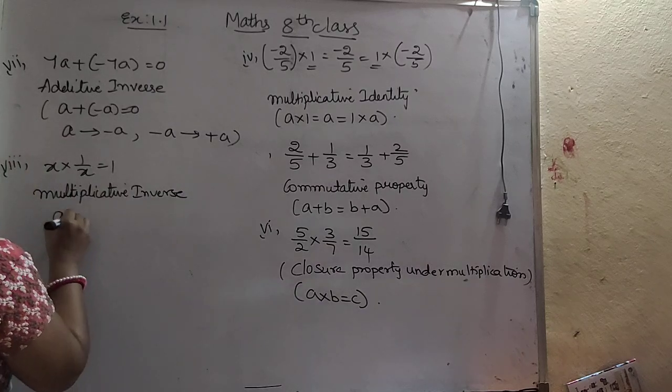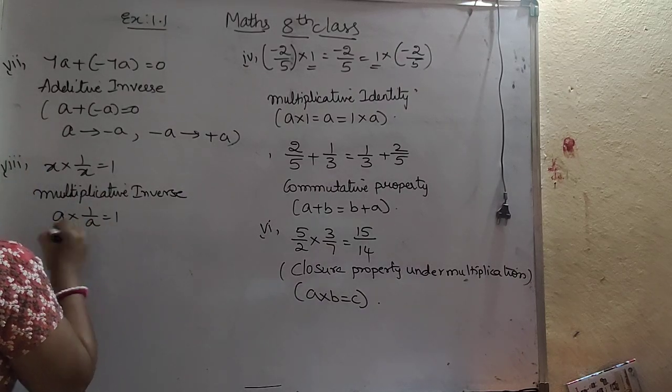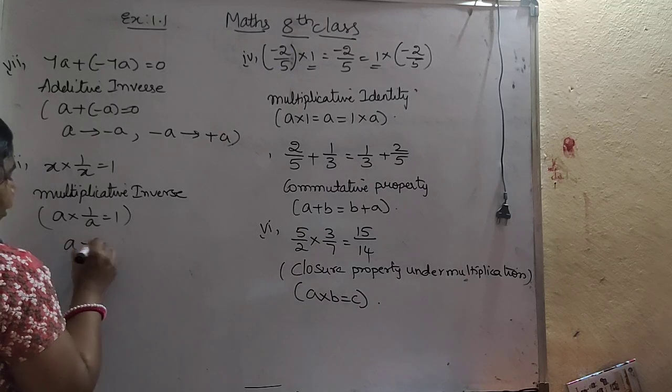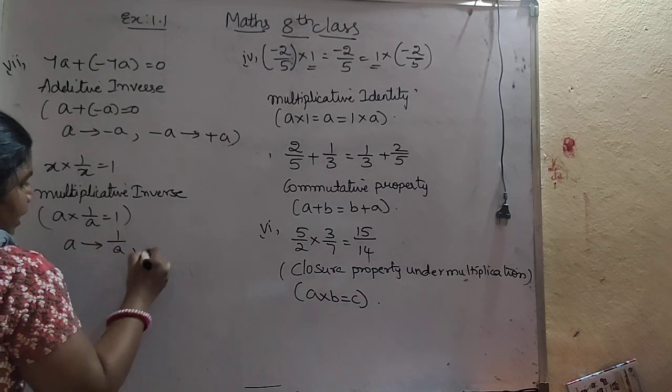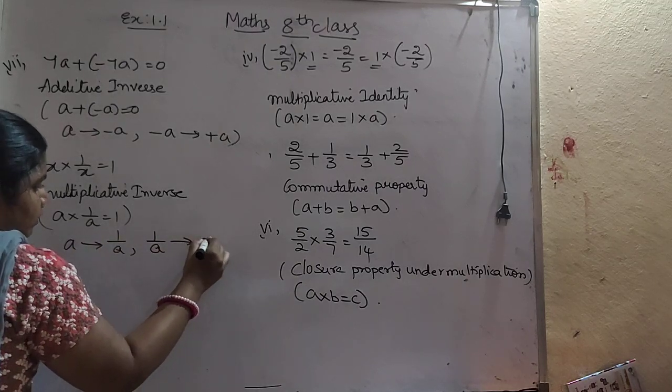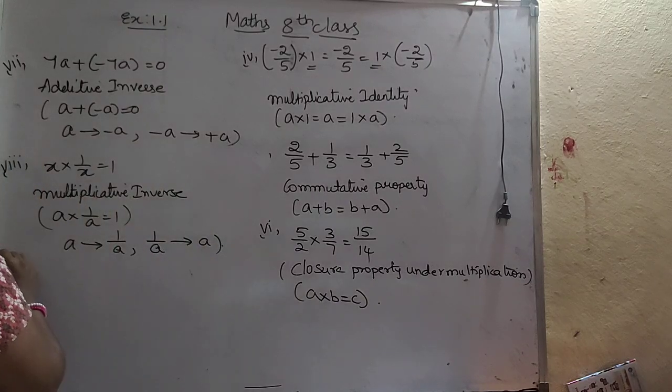So what is the general form? A into 1 by a is equal to 1. So the multiplicative inverse of a is 1 by a. The multiplicative inverse of 1 by a is a. So this is our general form.